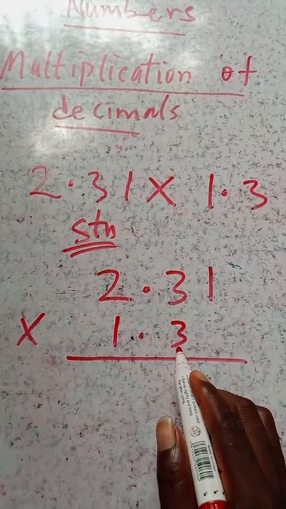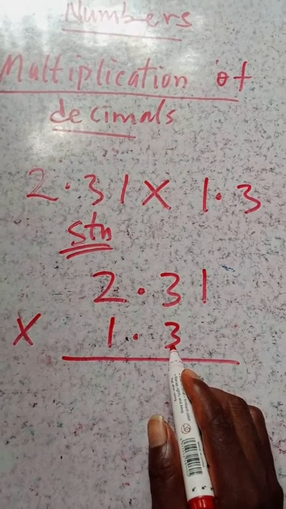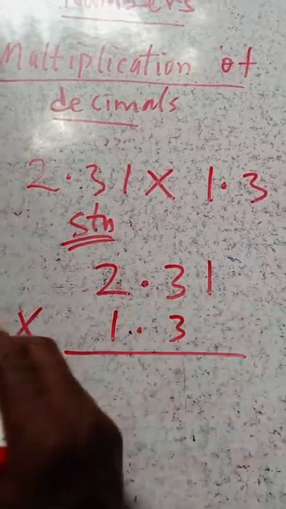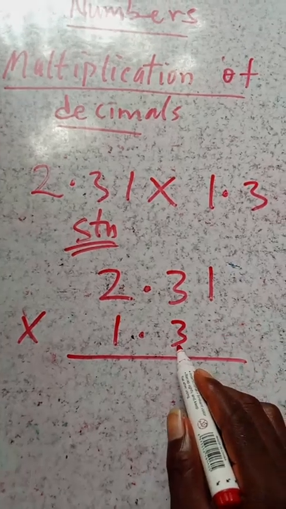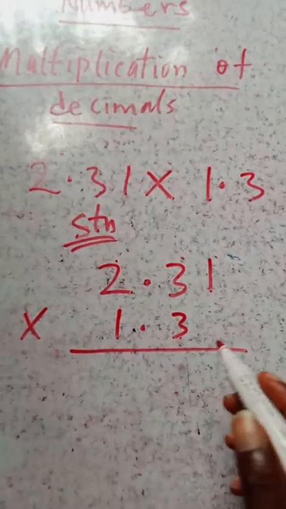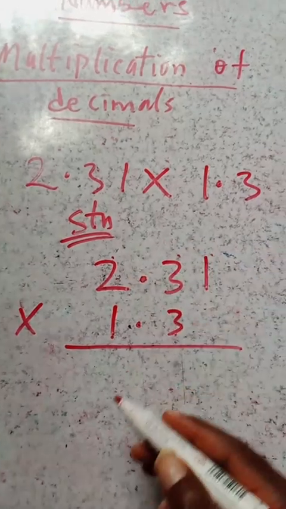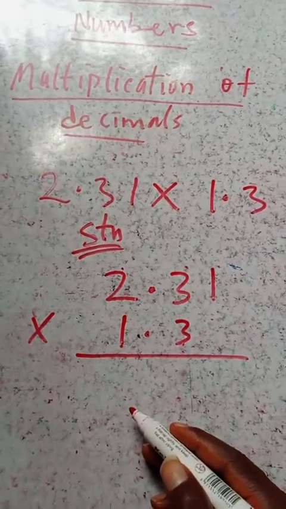You know how to multiply. You use the down one to multiply the up one. So you use 3 to multiply 1, 3 and 2. Then later use this one to multiply 1, 3 and 2. Alright, so let's start.